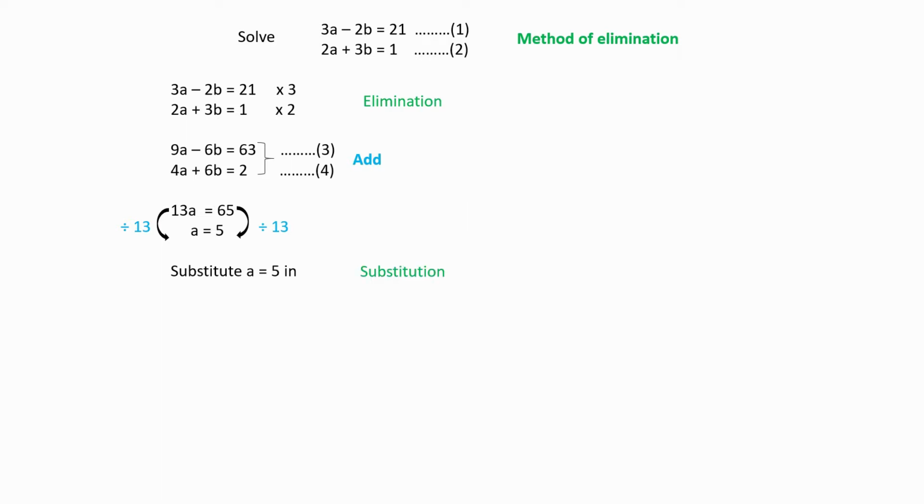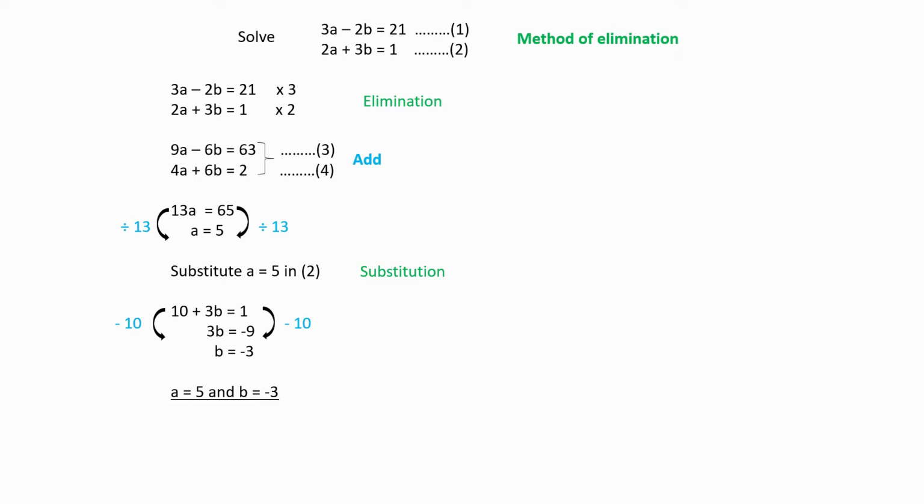By substituting a equal to 5 in any of the equations 1, 2, 3 or 4, the value of the variable b can be found. Choosing equation 2, 2a becomes 2 times 5, which is 10, and then add the 3b equal to 1. Simplify by subtracting 10 from both sides, to give 3b equal to minus 9, which can be simplified further by dividing both sides by 3, to give b equal to negative 3.